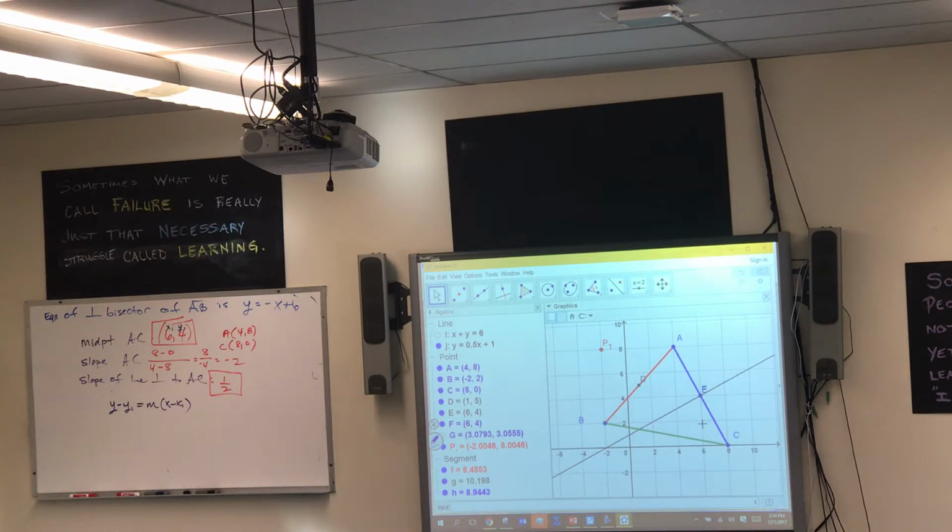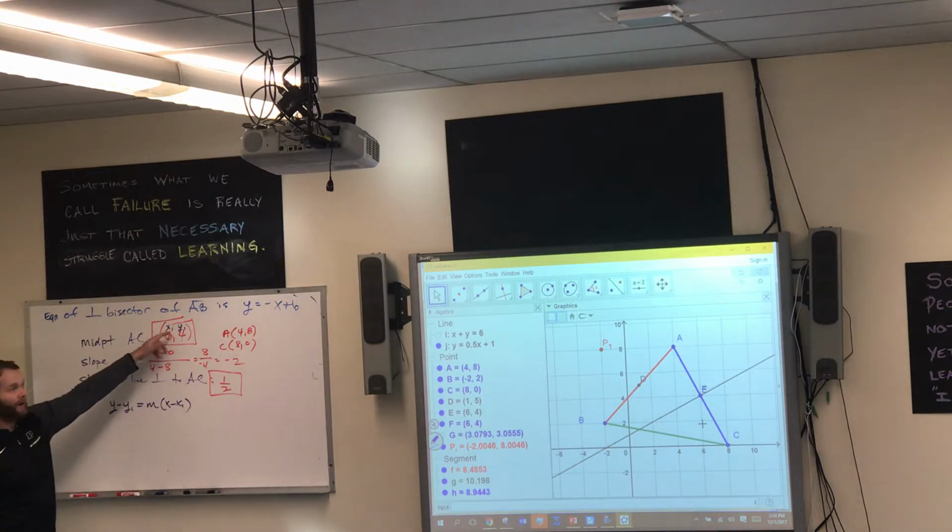If they ask me to find a line that's perpendicular that passes through A, then instead of using 6, 4, I would use 4, 8, right? Because that's the point A. If they wanted me to find a line that is perpendicular to AC but goes through C, I would use, instead of 6, 4, 8, 0. Does that make sense, everybody? They're going to tell you somehow what x1, y1 to use. And by saying find the perpendicular bisector, they're telling you to find the midpoint and use that as your x1, y1.